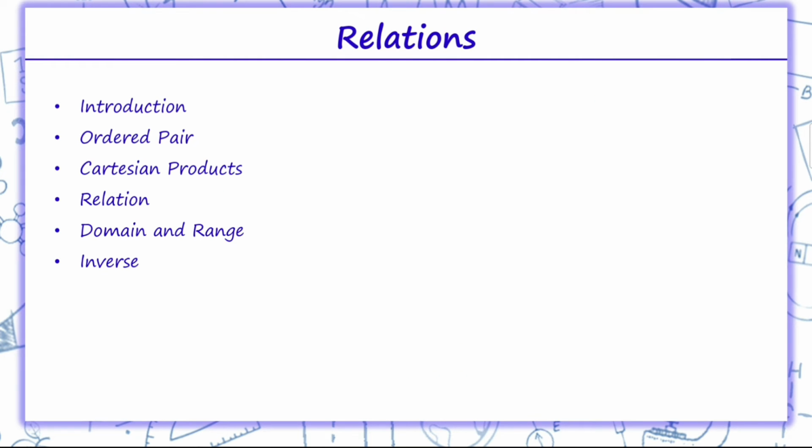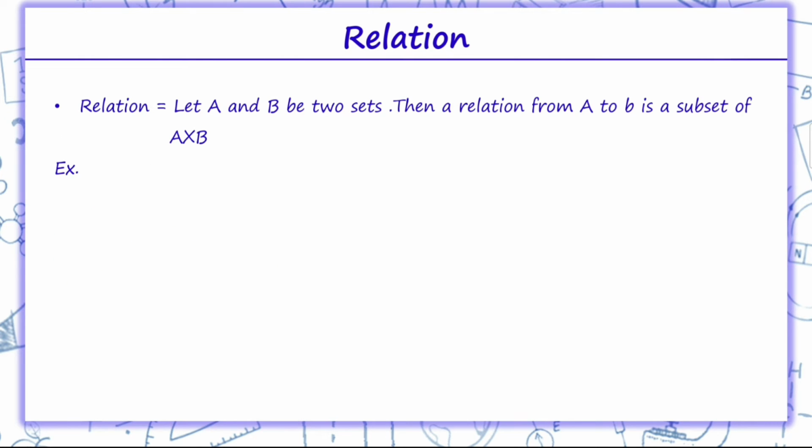See, in part 1 we studied about ordered pair and Cartesian product. With the help of these concepts, today we are going to study relation, domain, range and inverse. Now coming on to relation. Now what is basically relation?